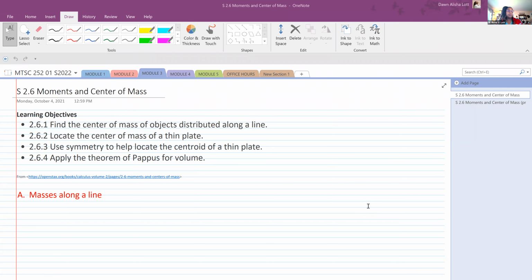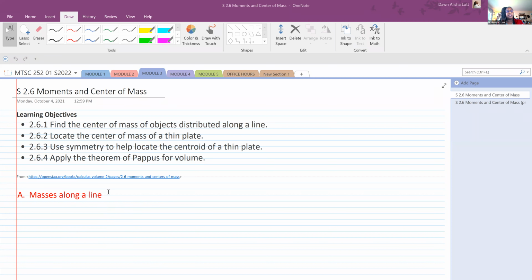Okay, so the next module only has two little sections: moments and center of mass, and some more integrals with logs. The most difficult part of this module is the moments and center of mass, okay? Just understanding the formulas and when to use them.